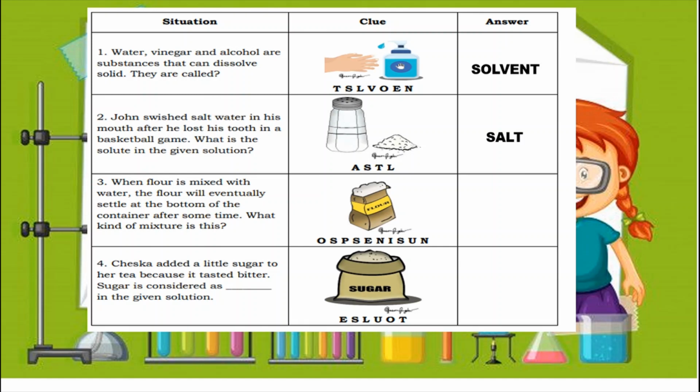Number 3. When flour is mixed with water, the flour will eventually settle at the bottom of the container. After some time, what kind of mixture is this? Okay, the sample I showed earlier, the flour, settled at the bottom. What kind of mixture is it? It is suspension.